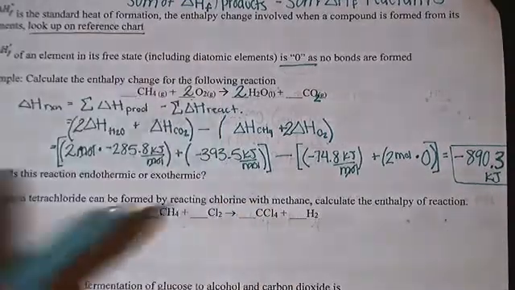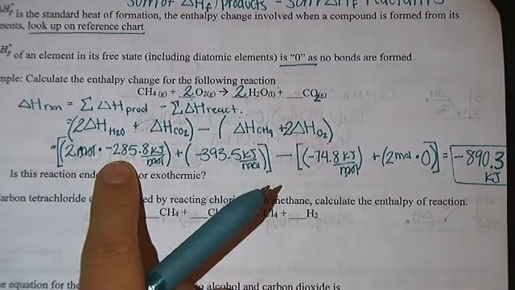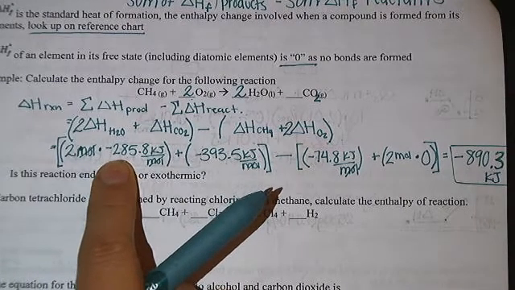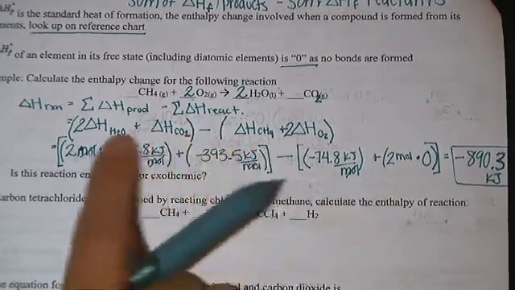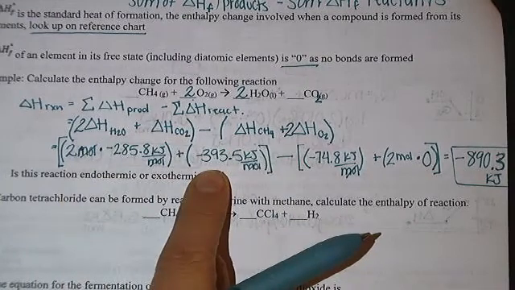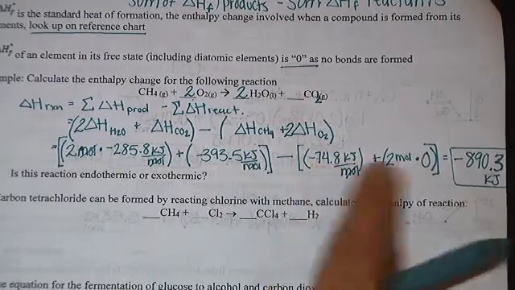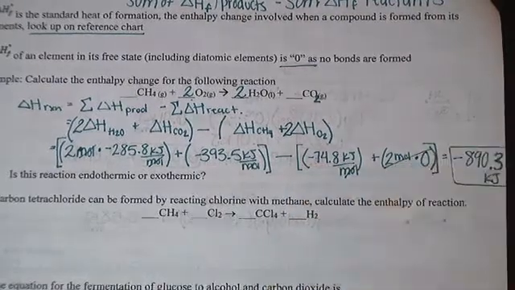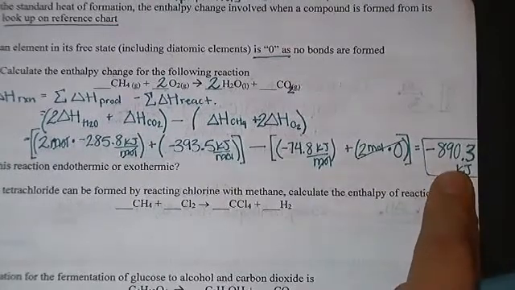So I did 2 times negative 285.8 to get negative 571.6. I added that to the negative 393.5. This whole portion comes out to negative 965.1. I then subtracted that from a negative 74.8 because this just goes to 0. We get our negative 890.3.